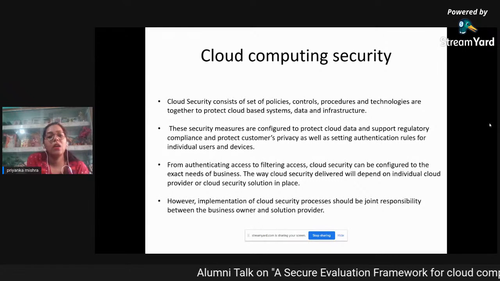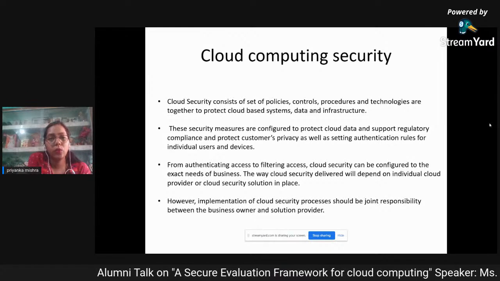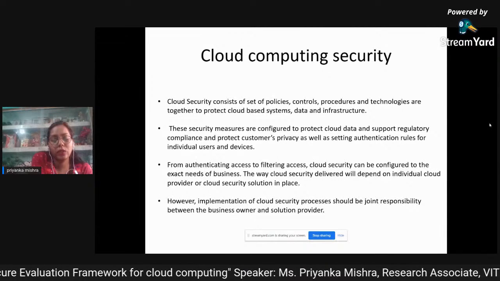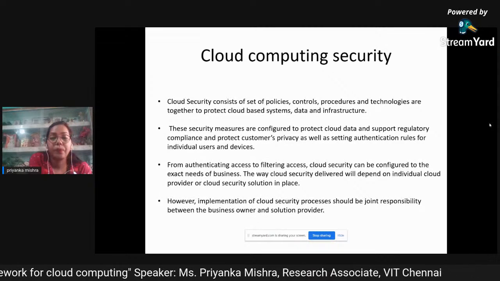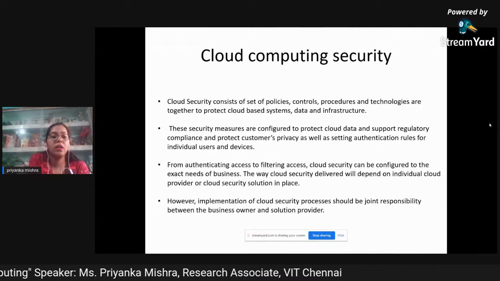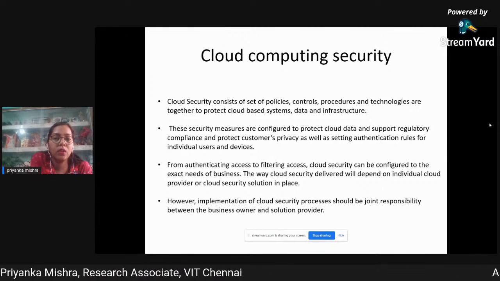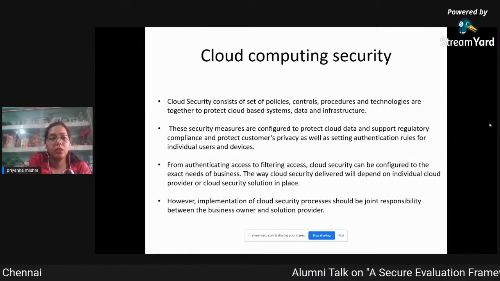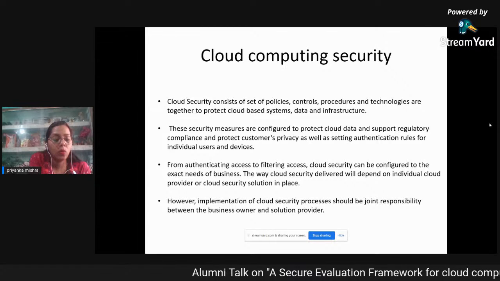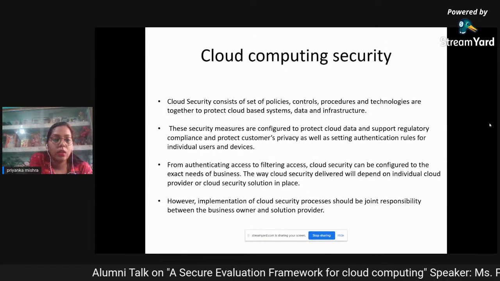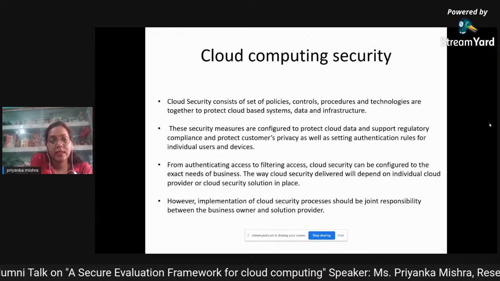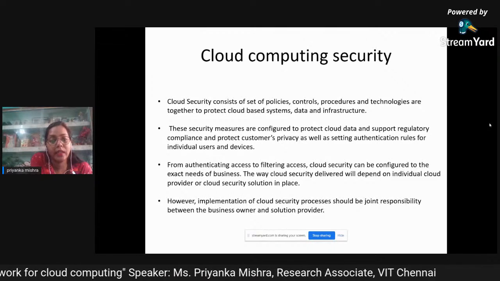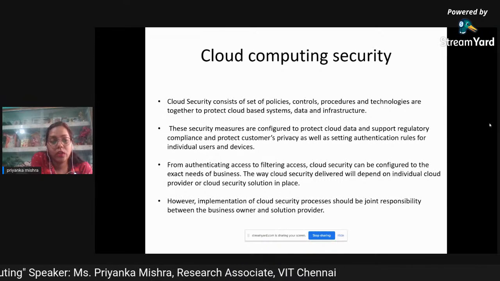Cloud security gives control procedures and technologies to protect the base systems and data infrastructure, with measures giving a basic kind of protection of the data stored. From authentication access to filtering access, cloud security can be configured to the exact needs of a business. The way cloud security is delivered will depend on the individual cloud provider.